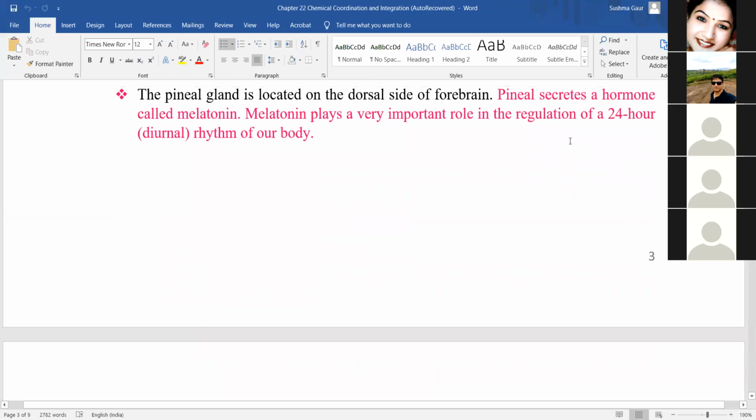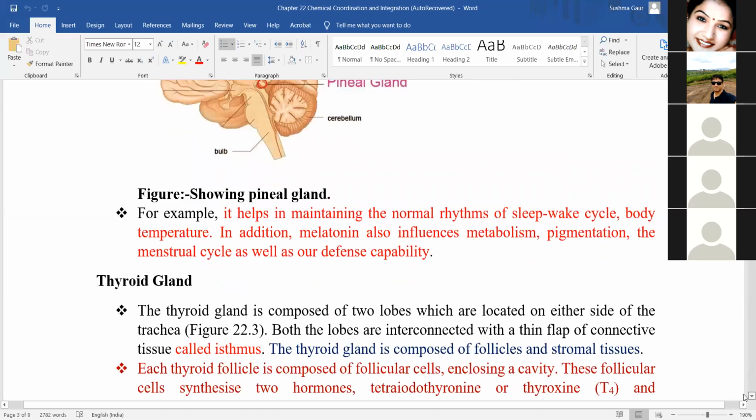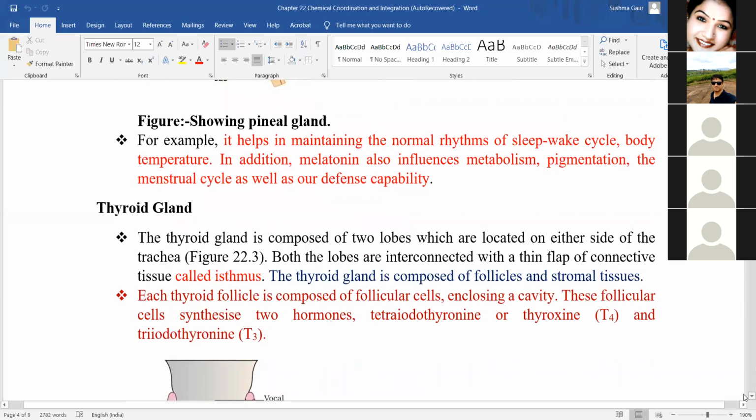So the main hormone secreted by this pineal gland is melatonin. What is the role of melatonin? It plays a very important role in regulation of the 24-hour rhythm of our body. It is like a mindset in our body. However much we try during the day, it is not possible for us to sleep for 10 or 12 hours in a day.